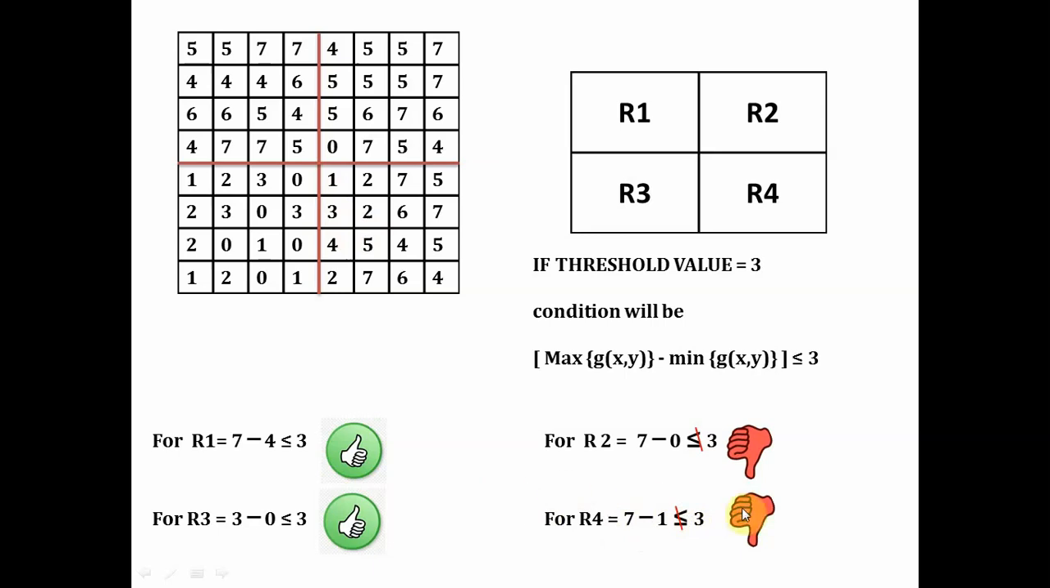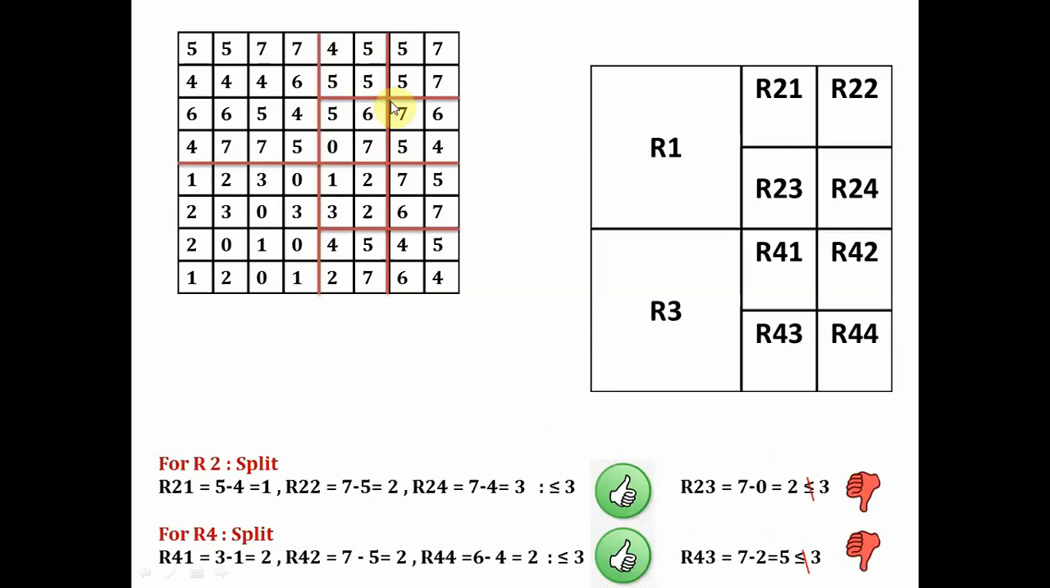So whatever the region in which you cannot satisfy the condition, in that region you need to split the region again into four parts. So the next step will be that I need to split R2 and R4 into four parts. I will not split R1 and R3 because they have satisfied the condition. That will be the splitting.